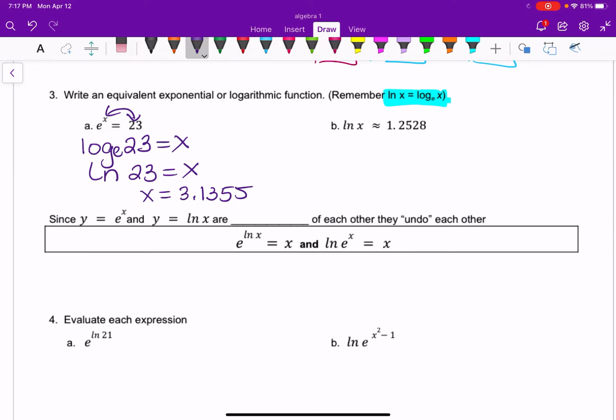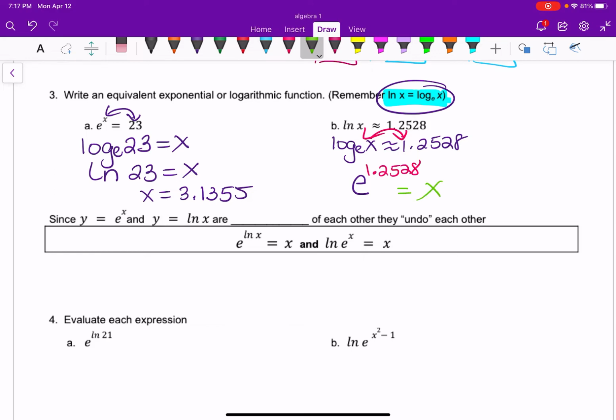On the next one, I can do the same thing where I can change forms. The first thing I'm going to do is change this to the log base e of x, because remember, this means the same thing. And that's approximately 1.2528. Now I'm going to change forms. Our base is e. These two switch. So our exponent is 1.2528, and we can put that in our calculator to figure out x. So I'm going to go second ln, and put my exponent as 1.2528 and equals, and x is approximately 3.5002. I round it.